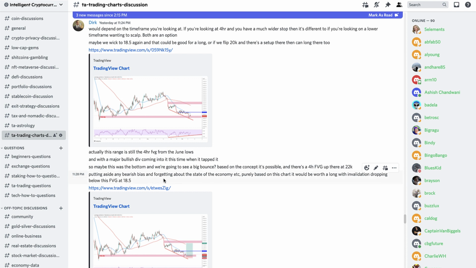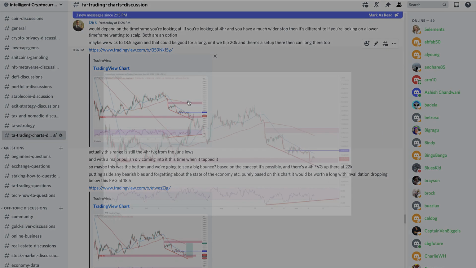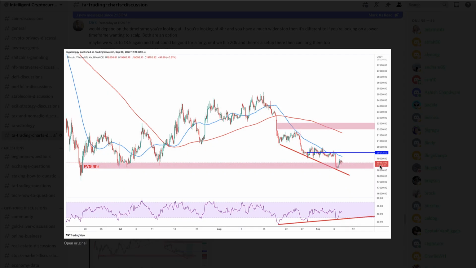Putting aside any bearish bias and forgetting about the state of the economy, etc., purely based on this chart, it would be worth a long with an invalidation dropping below the fair value gap at 18.5, and that is when I posted the setup when it was at $19,152.